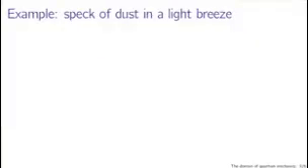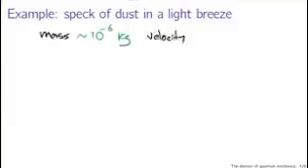As an example of another small object that might have quantum mechanics relevant to it, this is one where we would actually have to do a calculation. I don't know intuitively whether a speck of dust in a light breeze is in the realm of quantum mechanics or classical physics. Now, I went online and looked up some numbers. For a speck of dust, let's say the mass is about 10 to the minus 6th kilograms, a microgram. It has a velocity in this light breeze of, let's say, 1 meter per second.